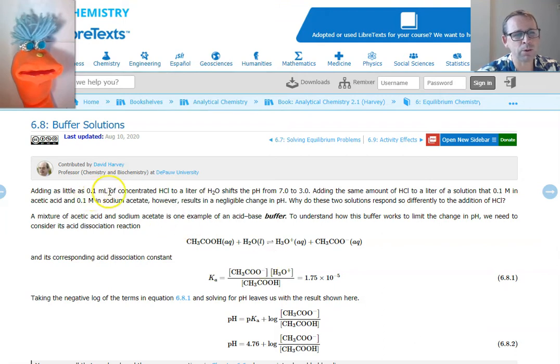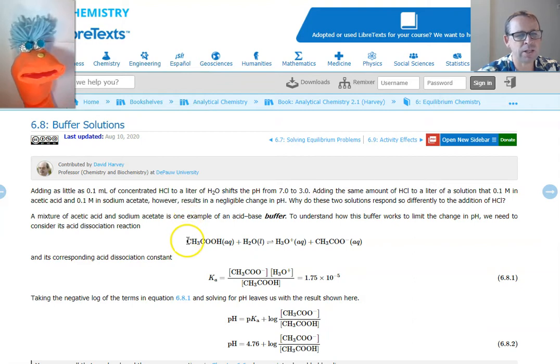If you add 0.1 molar concentrated acid to water, the pH changes from 7 to 3. If you add 0.1 milliliter of concentrated acid, 100 microliters, same amount of this HCl, to a solution of 0.1 molar sodium acetate and 0.1 molar acetic acid, the pH doesn't change at all, or significantly. So why is this? What's going on?